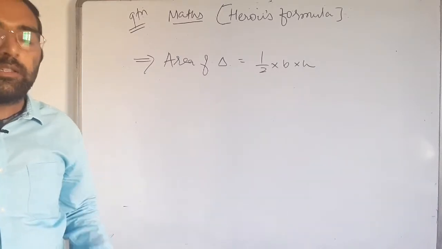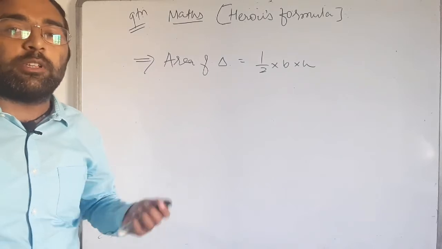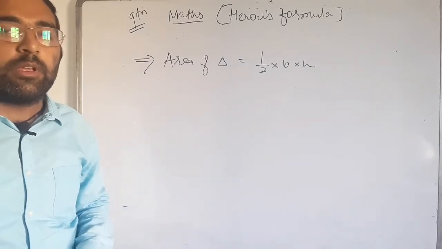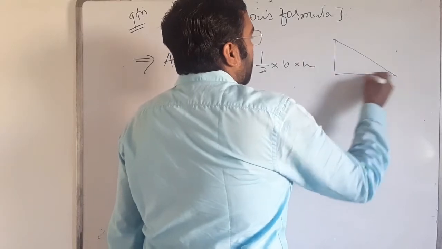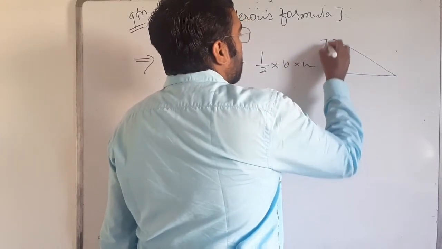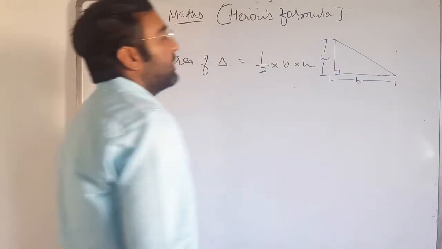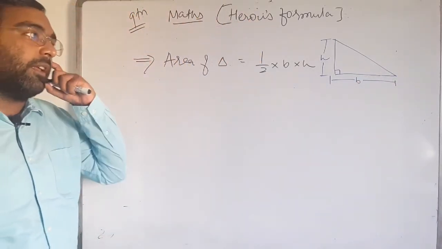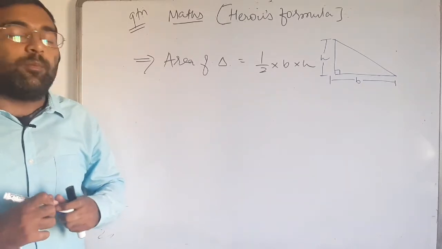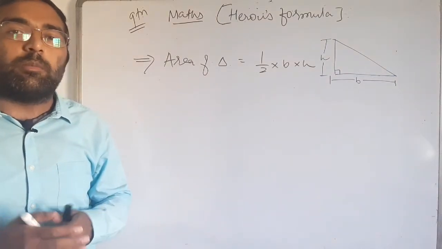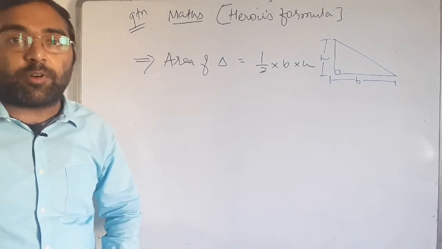But this formula is generally only and only for the right angle triangle. This is your height and this is your base. For this triangle you have to take the area of the triangle as half base into height. Now we have to learn more about the area of a triangle using different types of triangles.